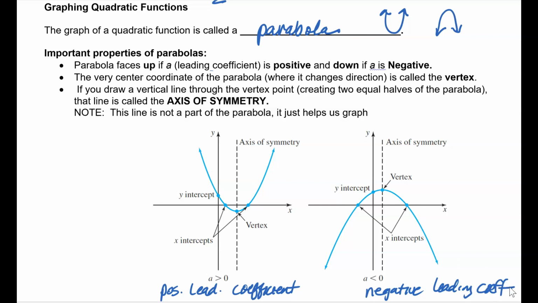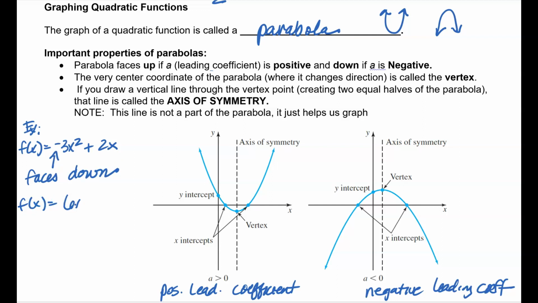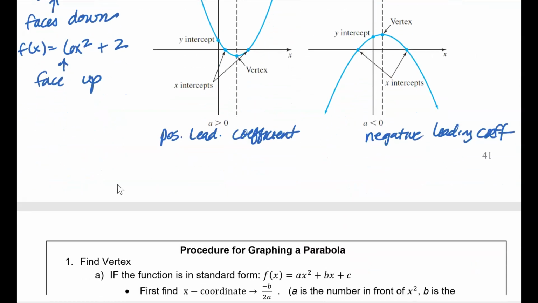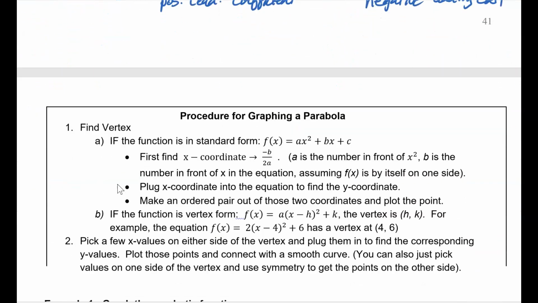So for example, if you had a function negative 3x squared plus 2x, this is going to face down because the leading coefficient, negative 3, the number in front of x squared, is negative. If you had an equation like 6x squared plus 2, this is going to face up because the number in front of x squared is positive. So on your homework, that alone can help you narrow down your choices, since they're usually multiple choice for graphing, whether or not to match the graph with the equation.